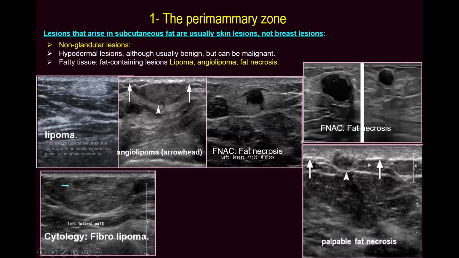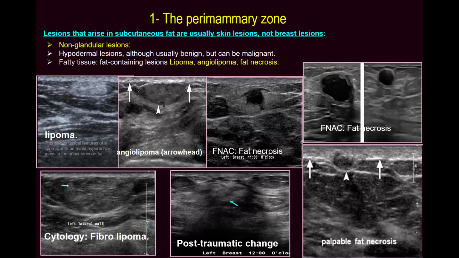You see an ugly, suspicious lesion. It was a fat necrosis. As you know, fat necrosis, and even this one, is a mimicker of breast cancer. And in this case, this is post-traumatic changes.